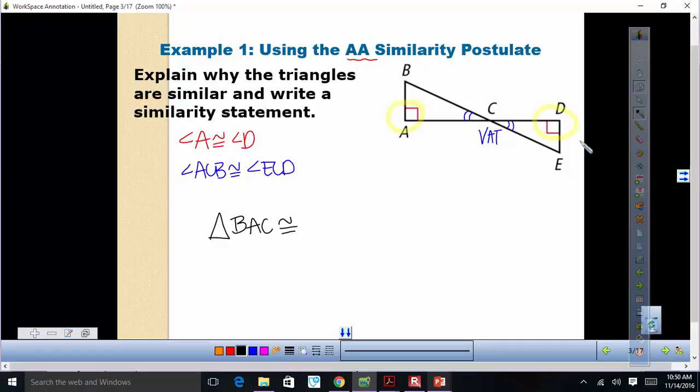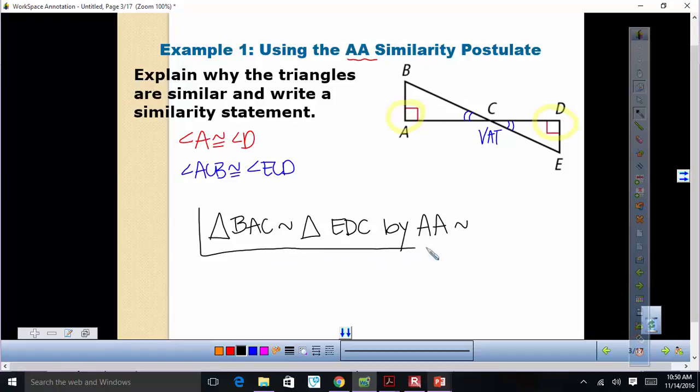Everybody see that? We went none, 90, and vertical. So we have to do that same thing here. Which one has no measure? E. Which one has 90? D, C. So that means, sorry, I wrote is congruent. It is similar to E, D, C, and then we'd put by angle, angle. Okay? So there is our similarity statement. Does that make sense? Okay.